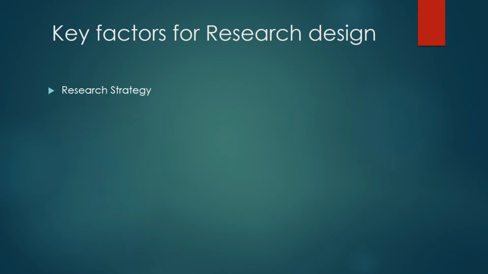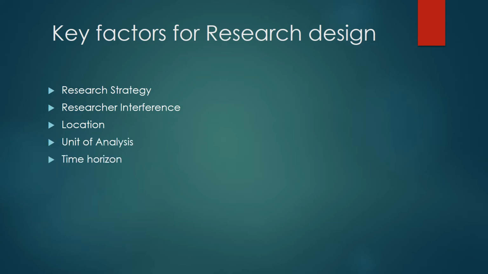These are the key factors of research design. First, we have research strategy, which tells us about the information regarding experiments, surveys, and case studies. Then we have researcher interference, and it refers to the extent to which the study is manipulated and controlled by the researcher. Then we have the location, which tells us about the study setting, unit of analysis, and time horizon.